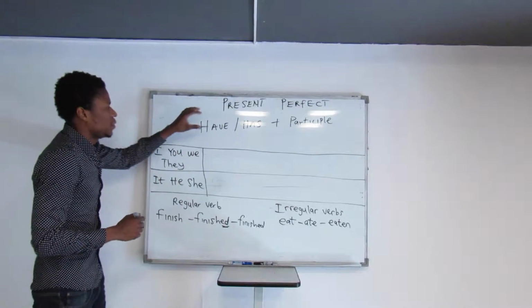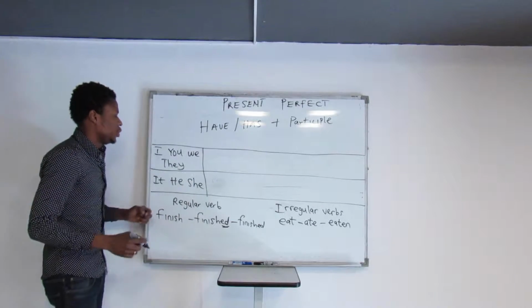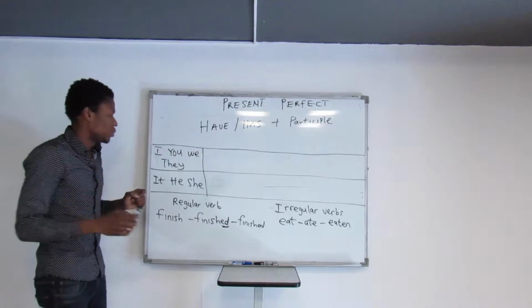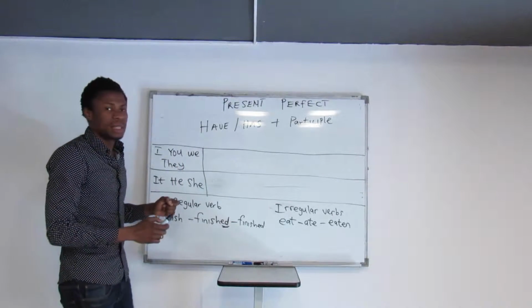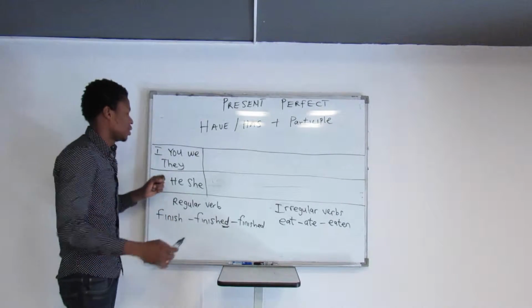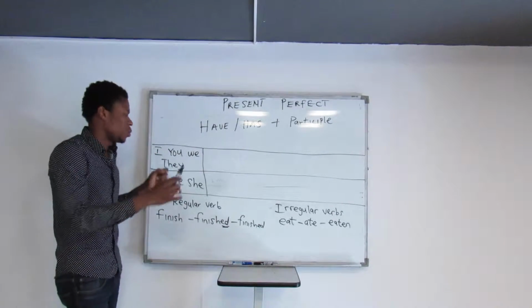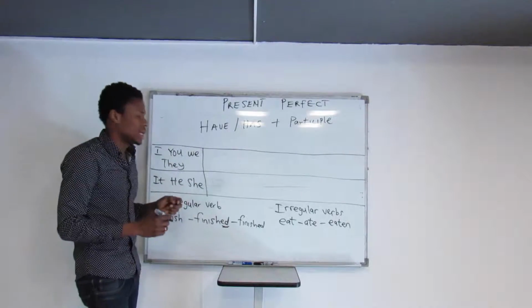Have or has plus participle. Now, when do we use have? We use have when the subject is I, you, we, or they. It means when you want to say I, you have to use have, like I have done something, or you have done something, or we have done, or they have done. Now let's quickly take an example.